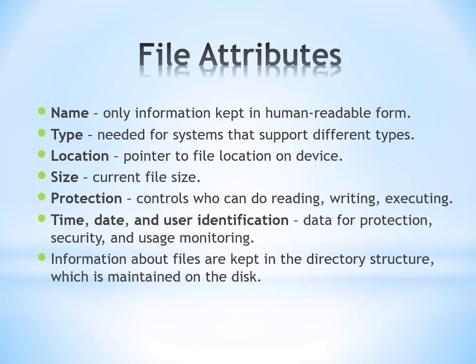Each of your files has its own attributes. These file attributes contain the name, the type of file, the location of your file, the size, the protections, the time, date, and user identification. The information for the file is kept in the directory structure, which is maintained on the disk.